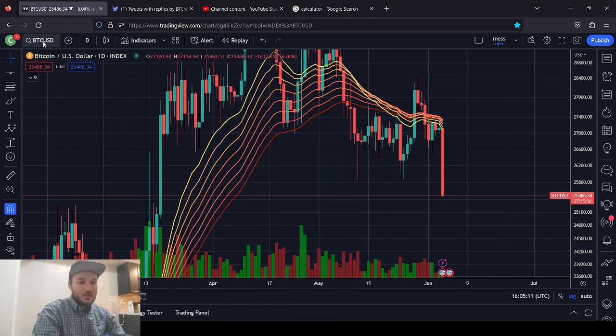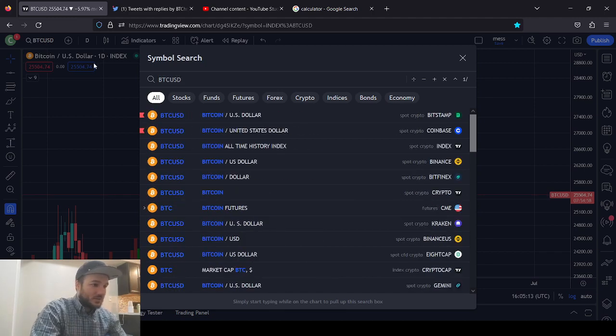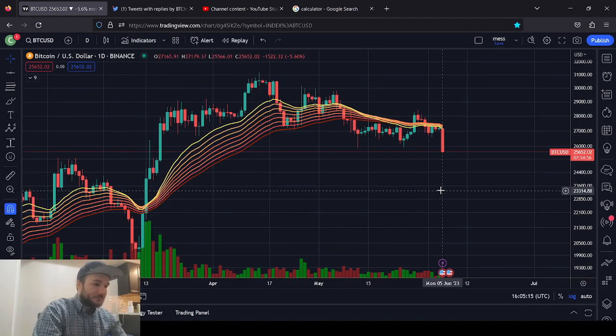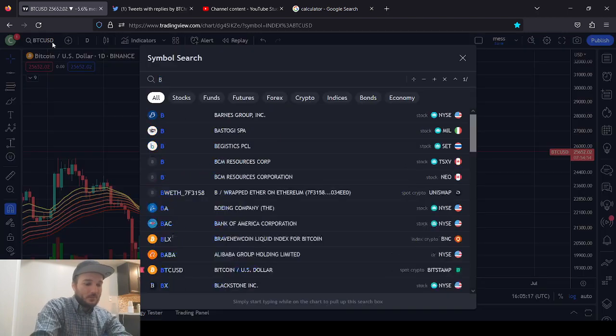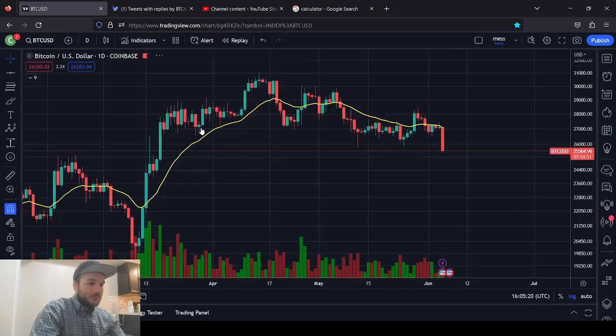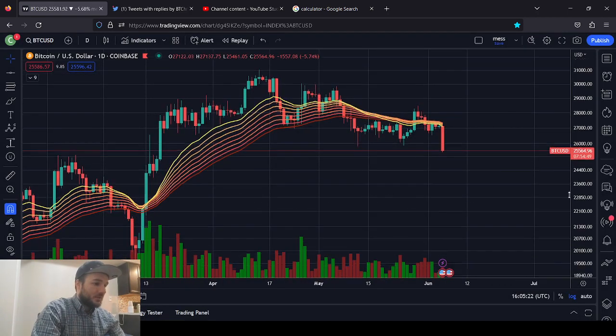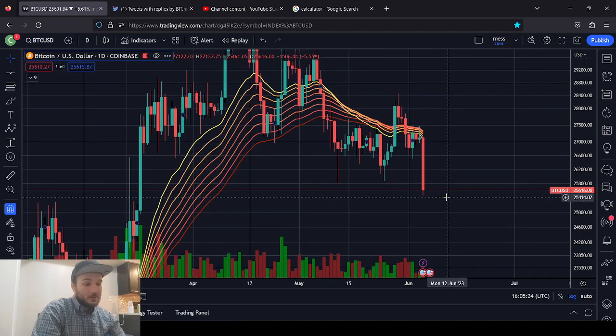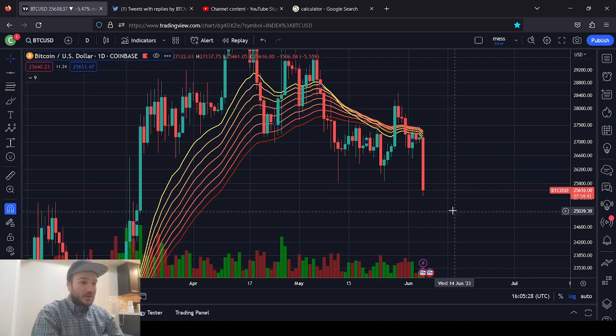This might not be the right chart to use for volume either. BTC, USD, Binance. Nope, not a lot of volume. I'll go back to Coinbase. Yeah, not a lot of volume at all, but that's okay. Maybe it comes in the form of buying it back up to the upside. Maybe this is a fake move to the downside. We'll see.